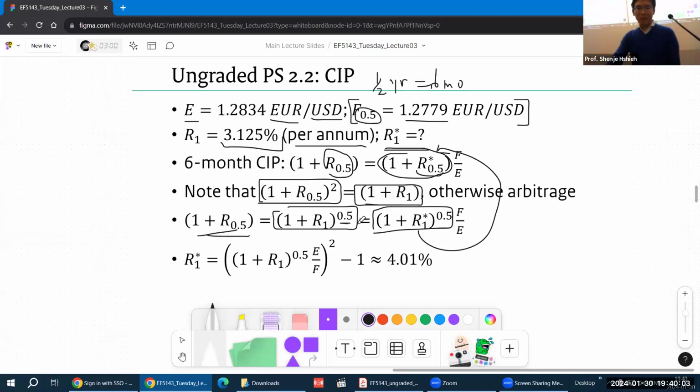Substitute everything in, right? We have R1, we have R1 star. We just move everything to one side and solve for R1 star. You should get something like 4.1%. Okay.